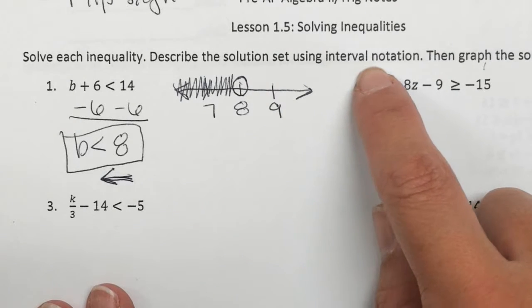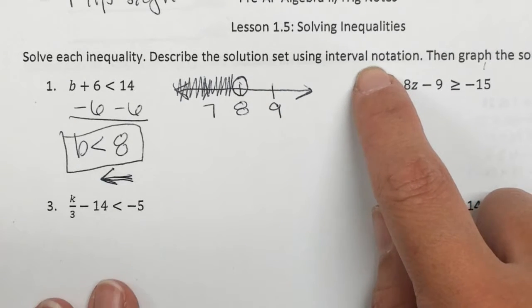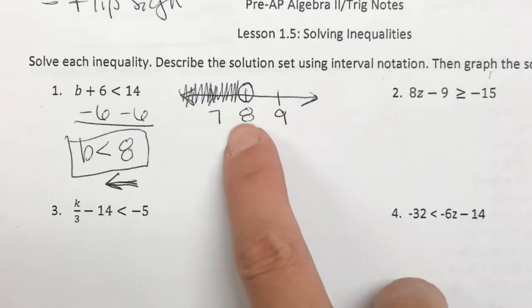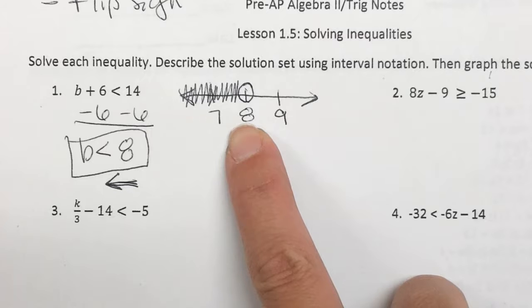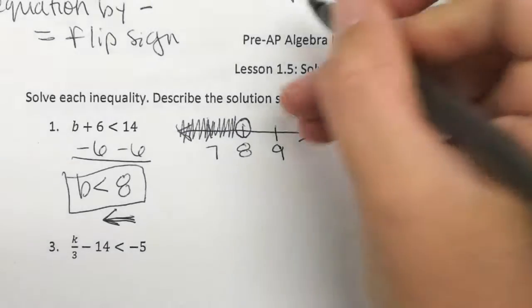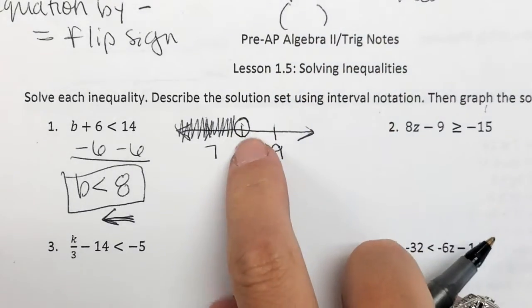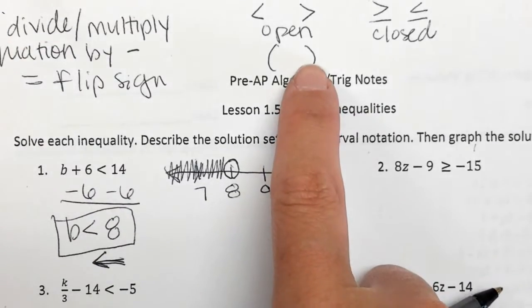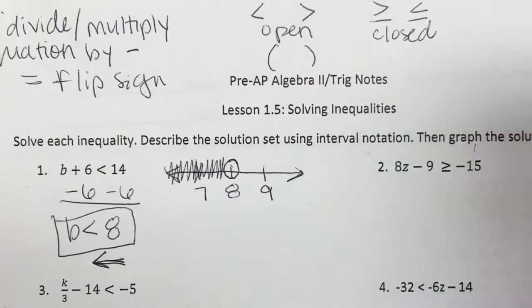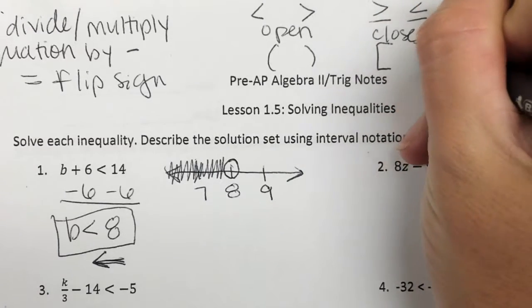We're going to write it as an ordered pair, kind of, okay? But we're going to use either parentheses or brackets. What do you think is going to be for this 8? Do y'all remember? Nope. So parentheses means that you don't include that value. So it's always going to go with open circles. So anytime you have an open circle, you're going to use parentheses in interval notation. Anytime it's a closed circle, that means you're including that value, so you use brackets.